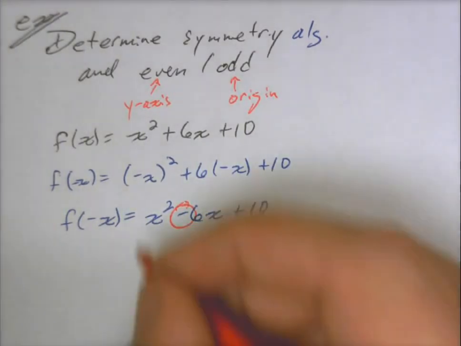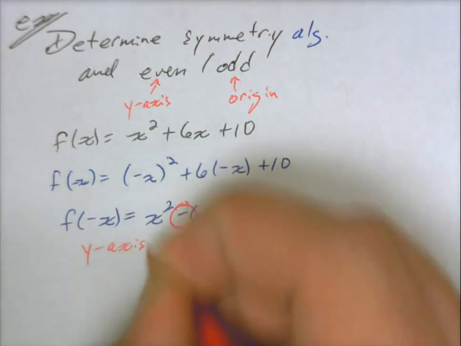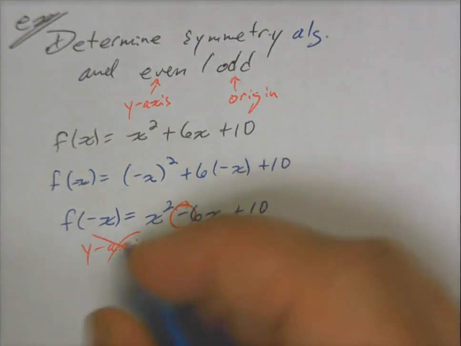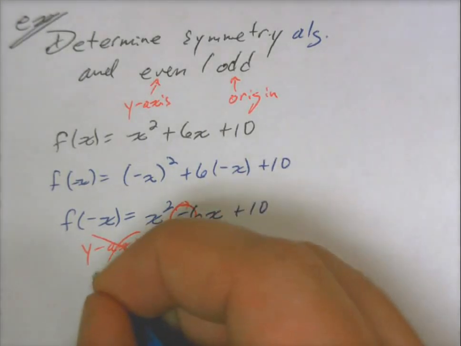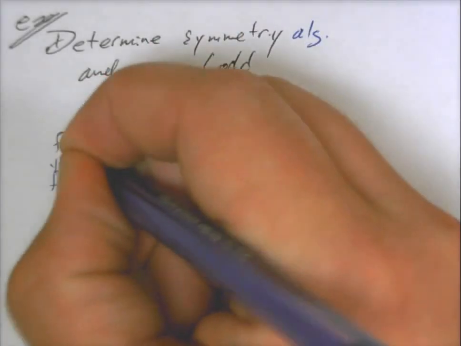Okay, so this would not be y-axis symmetry. Y-axis, no. Okay, next thing we can do is test whether it is x-axis symmetry. Let's use a color other than blue. So that was testing y-axis.